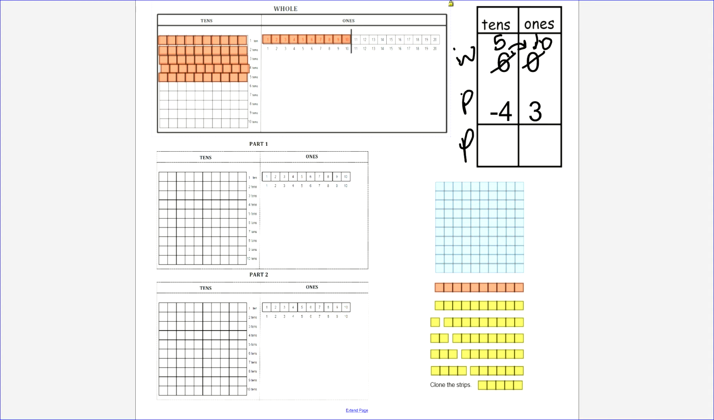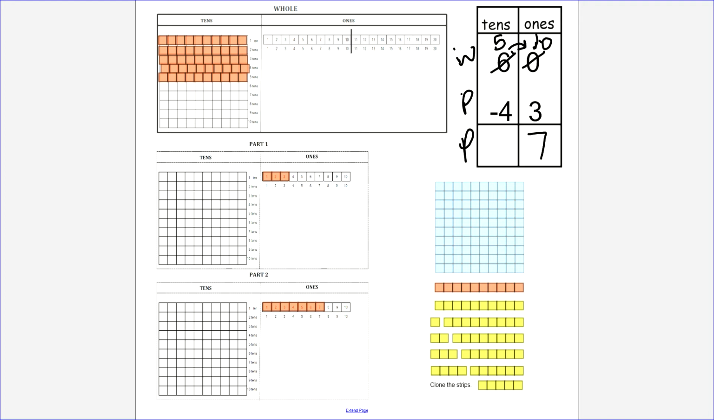I want to subtract 3 ones. 10 is more than 3, so I can subtract. I'll go ahead and subtract my 3 ones. And I can see that I have 7 ones left. 10 minus 3 equals 7. So the answer in the ones place is 7.